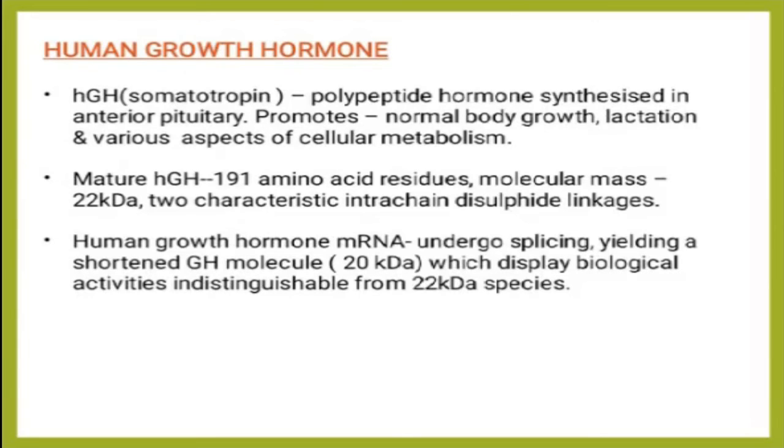characteristic intrachain disulfide linkages. The human growth hormone mRNA undergoes splicing and yields a shortened growth hormone molecule of about 20 kDa, which displays biological activities indistinguishable from the 22 kDa species. That is, when this undergoes splicing, the molecular mass becomes shortened to 20 kDa from 22 kDa. Therefore, they display biological activity that is indistinguishable from the 22 kDa species.